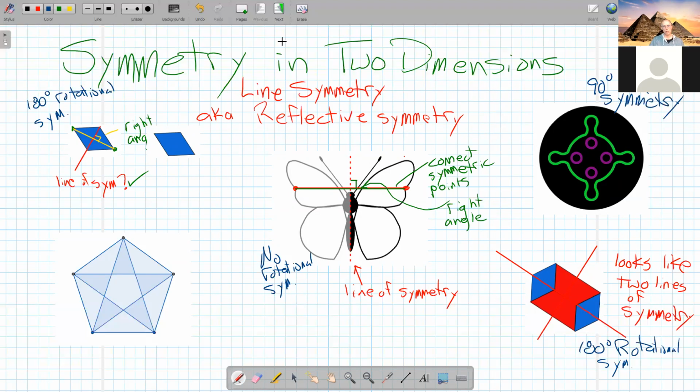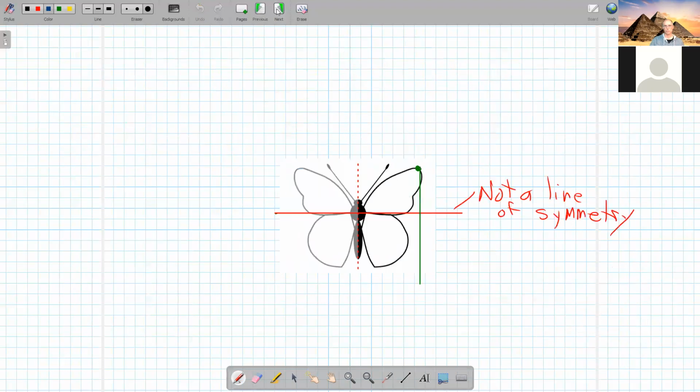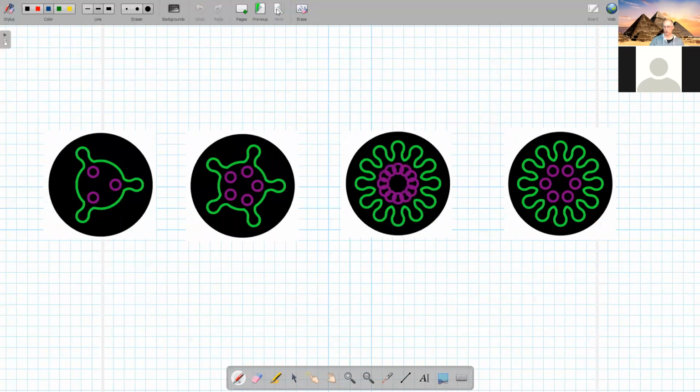All right, so I got some other shapes I want you to take a look at with me, see what you think. Here we go. So this is a little rotational symmetry exploration. I'd like you to help me identify the rotational symmetry of each of these figures. So, rotational symmetry.